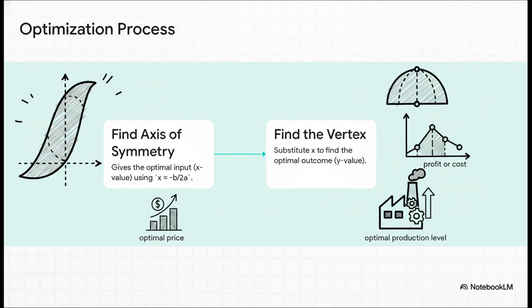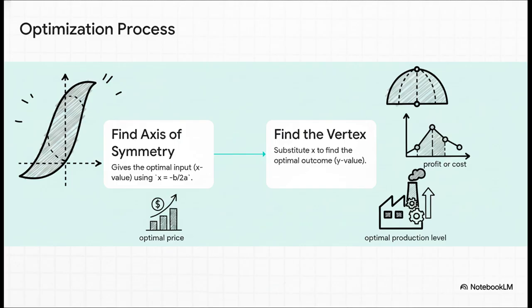Step 1 is to find the optimal input. You see, a parabola is perfectly symmetrical. There's a vertical line that cuts it right in half, called the axis of symmetry. The vertex, our peak or our valley, always sits right on that line. The formula for that line is x equals negative b over 2a. So in business terms, this calculation gives us our optimal price or production level.